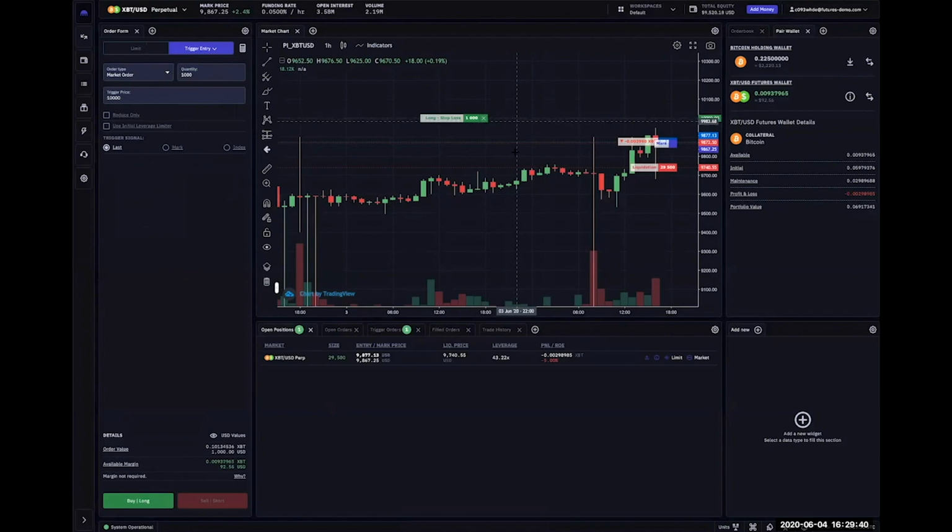There you can see this set here. So if a trade price hits this level, it will automatically place that buy order for you at the market. It'll be a market buy.